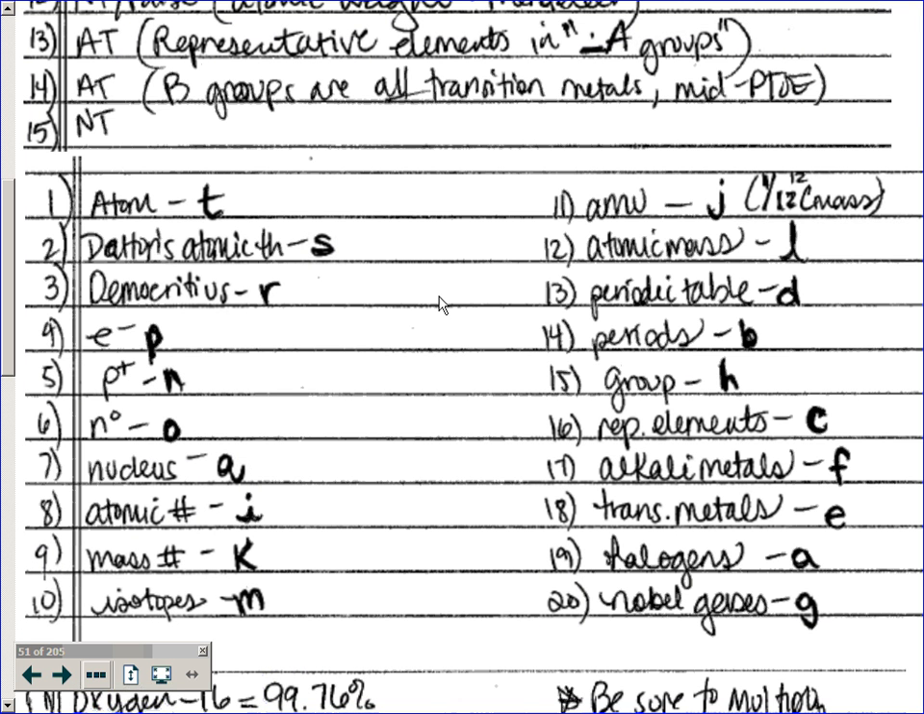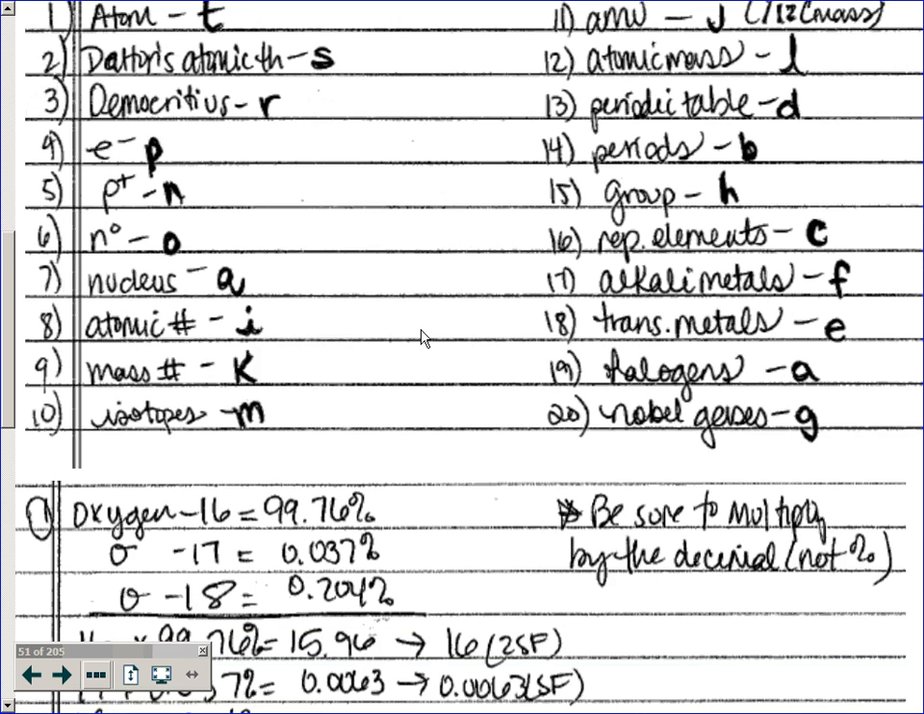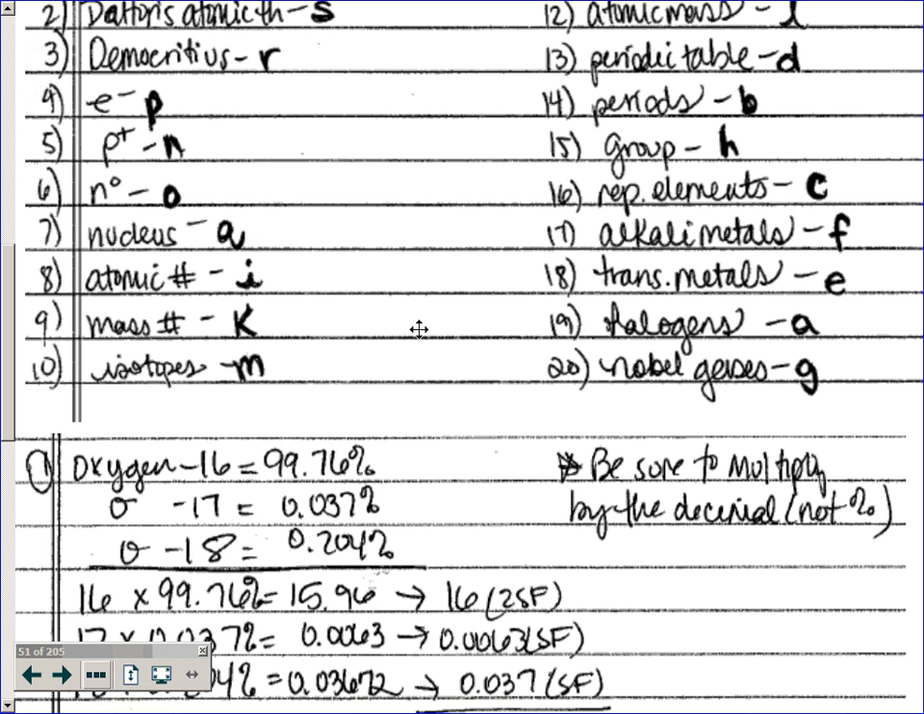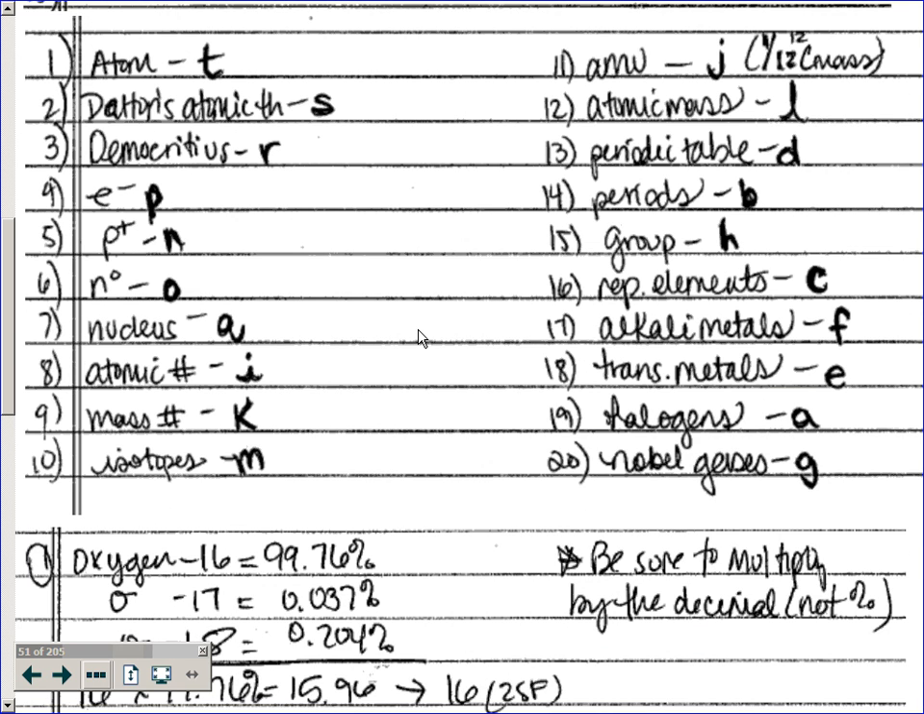And then for the matching, I think it'll be easy for me to read this off for you. 1 should be T, as in toy. 2, S. 3, R. 4, P. 5, N. 6, O. 7, Q. 8, I. 9, K. 10, M. 11, J. Just the definition on that one. 12, L. 13, D, as in dog. 14, B, as in boy. 15, H. 16, C, as in cat. 17, F. 18, E, as in elephant. 19, A. 20, G. Those are just definitions, and that reading guide 4 had some of those on there for you to double check.